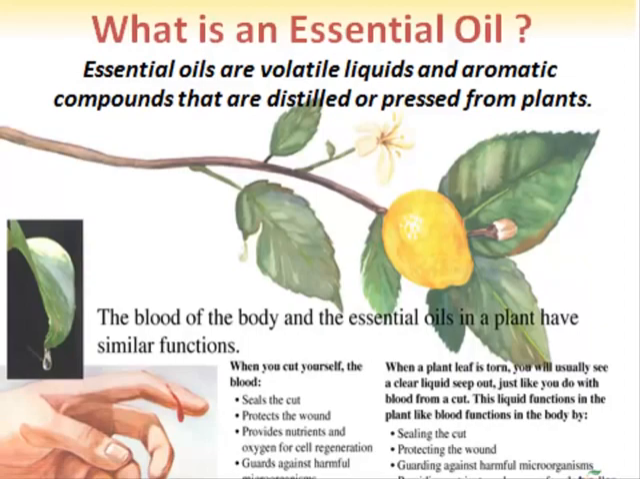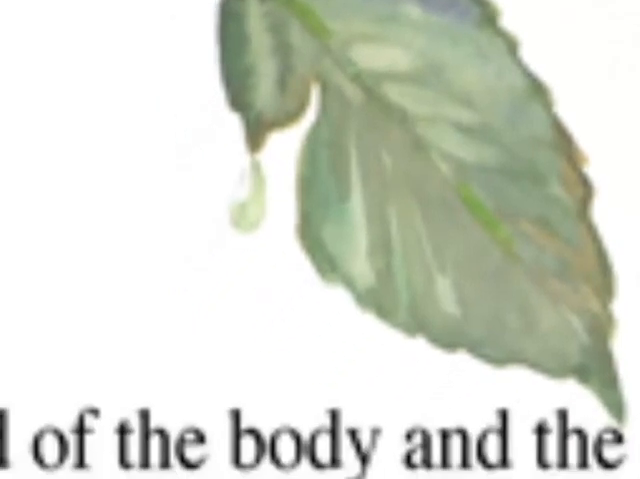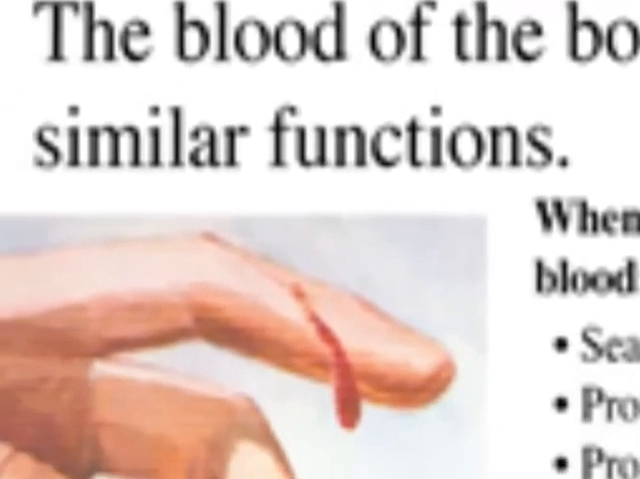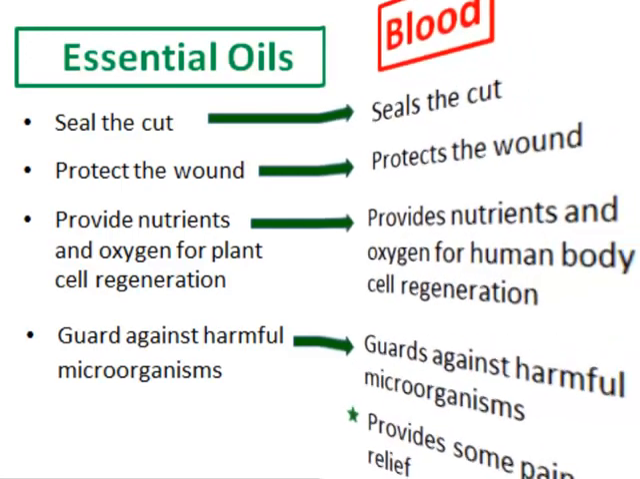There are some great similarities between the essential oils in plants and the blood in the human body. They have similar functions in that when you tear a leaf or you break a branch, you see a clear liquid seeping out. It is basically the same function as when you cut yourself and watch the blood come from the cut. If you look closely, you will see that both the essential oil and the blood will seal the cut and at the same time will protect the wound and provide nutrients and oxygen for cell regeneration. Both the blood and essential oils have the ability to guard against harmful microorganisms.